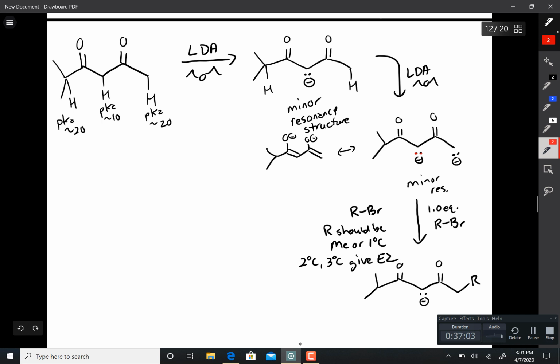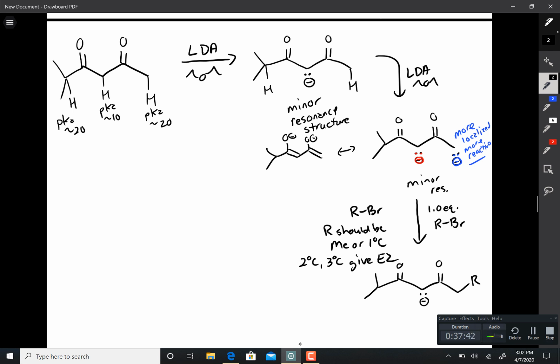And that's because the red lone pair is delocalized amongst two carbonyls. The blue lone pair is delocalized amongst just the one carbonyl. It's more localized at that carbon, therefore it's more reactive. And then that gives you this.